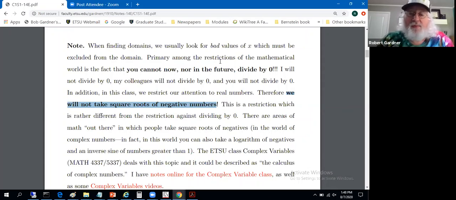It's different with division by 0. There's not some class out there you'll take someday where they finally tell you how to divide by 0. It's not a thing. There is no such thing as division by 0. There is such a thing as square roots of negatives. We just ain't going to deal with it. So we will consider square roots of negatives a disallowed thing in Calculus 1.